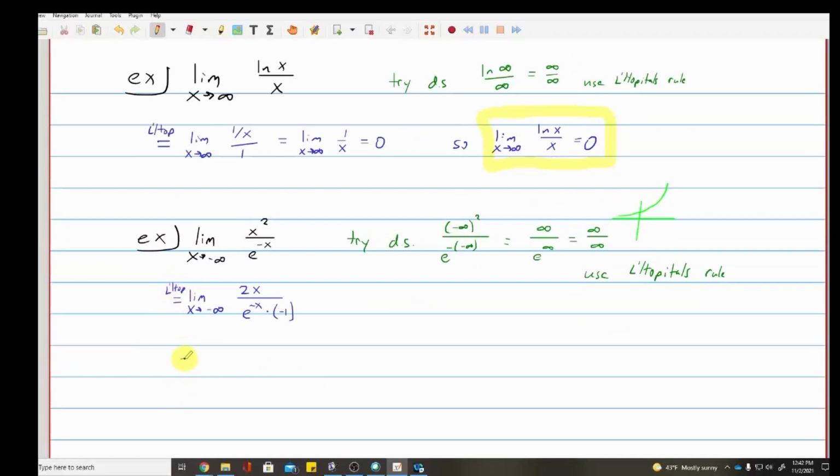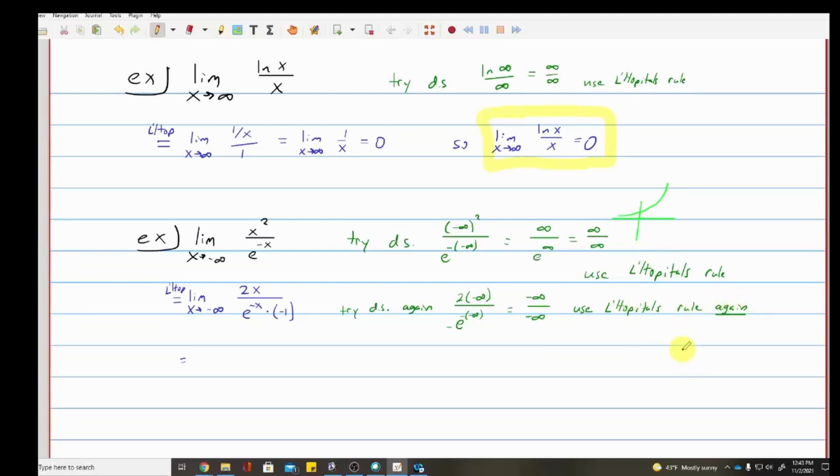All right, so now let's try direct substitution. When I try direct substitution here, I'm going to get 2 times negative infinity on the top, e to the opposite of negative infinity, the negative 1 out in front on the bottom. So 2 times negative infinity is negative infinity. This is e to the infinity, which is infinity, but a negative out front. And I have an infinity over infinity again. So we're going to use L'Hopital's rule again.